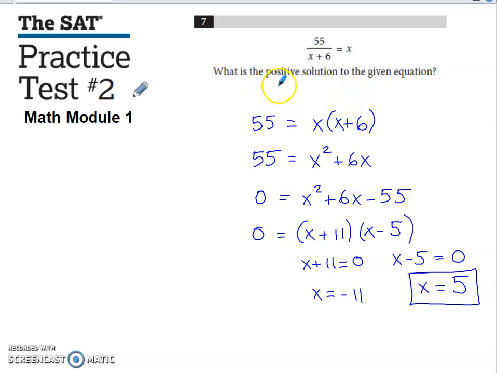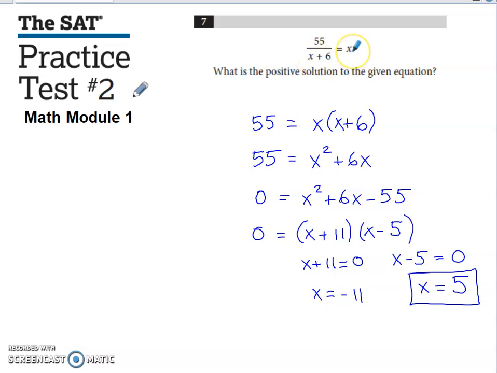This SAT problem is asking us to find the positive solution to the given equation. So the equation here is a fraction that has the variable x in the denominator set equal to x. Now the fact that you have multiple x's within this equation and the phrasing of the question, what is the positive solution, kind of implies that this equation likely has more than one solution. So how can you find what those solutions are and then identify which the positive solution is?